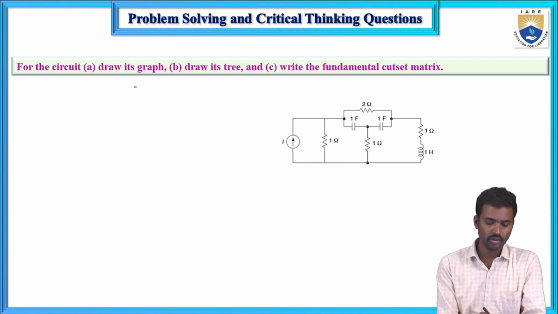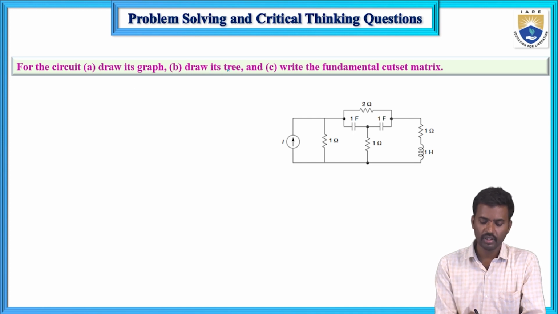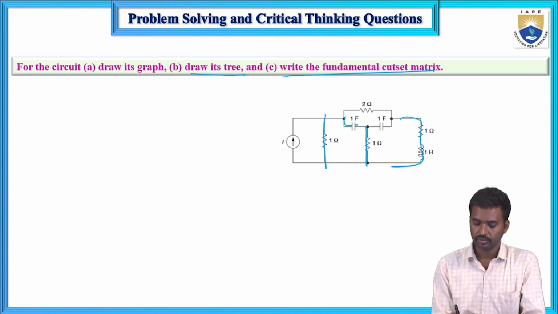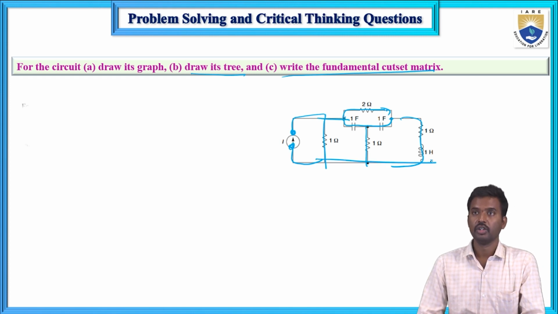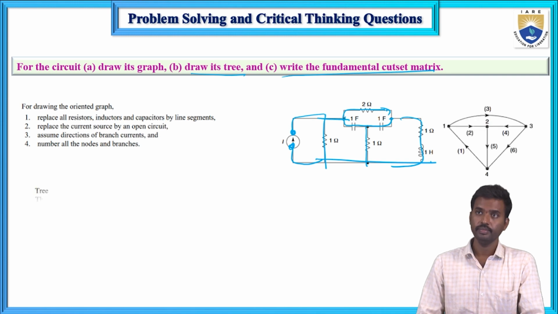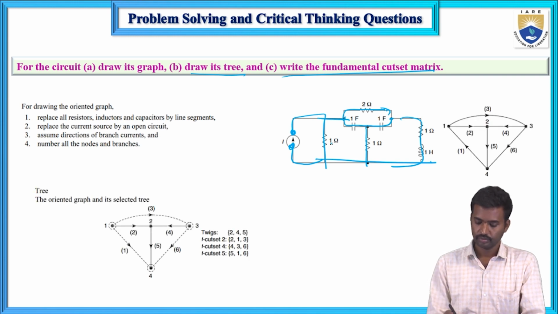For the circuit, draw the graph, draw its tree, and write the fundamental cut set matrix. All elements are replaced by short circuit line segments, the voltage source is replaced by a short circuit, and the current source is replaced by an open circuit. So this is the graph. See the graph first. This graph should be like this.